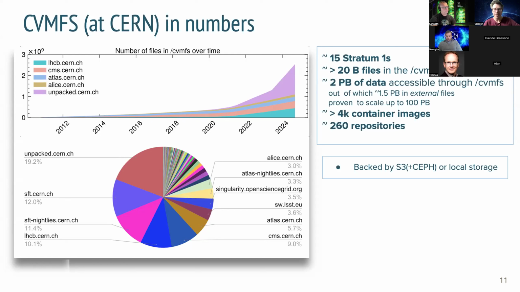We have around, I think the latest number is 20 billion files in the /cvmfs tree that you can publicly access. It goes to about 2 petabytes of data. This is actually compressed quite efficiently. I think we're going to see this a little bit later on, but the actual size on disk is about 1 petabyte, I think. So this is quite a good compression ratio in the end.